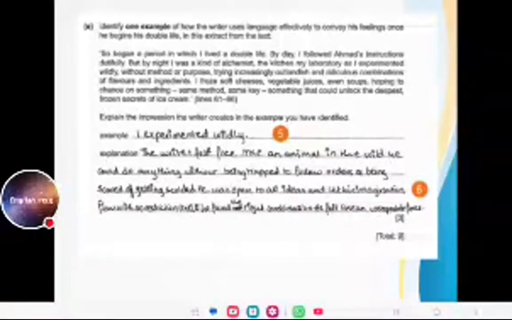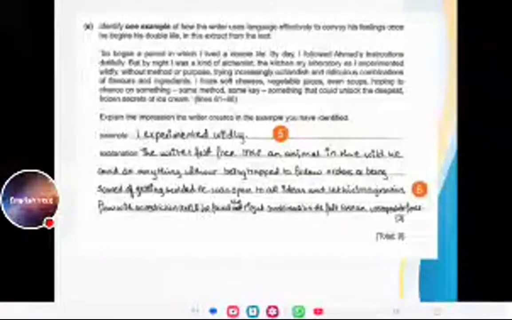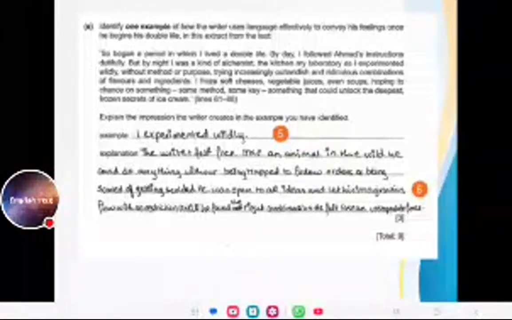Now look at it. Identify one example of how the writer used language to convey his feelings once he begins his double life in this extract from the text. So began a period in which I lived a double life. Now if I had to choose, I would have chosen this, I lived a double life also. But the candidate has chosen the example, I experience widely. So what is meant by this thing, I experience widely? He is explaining the explanation.